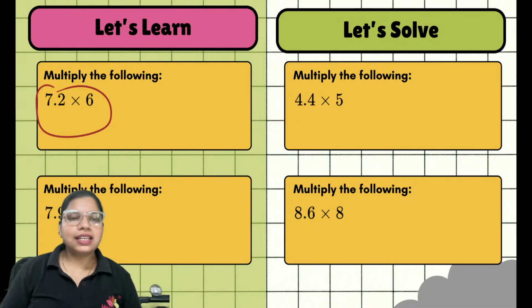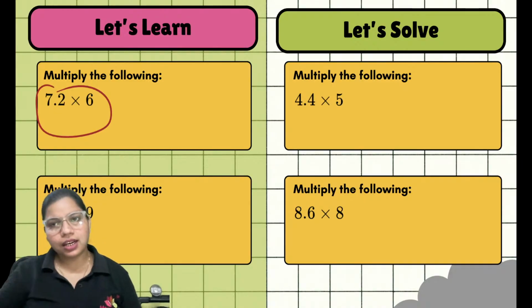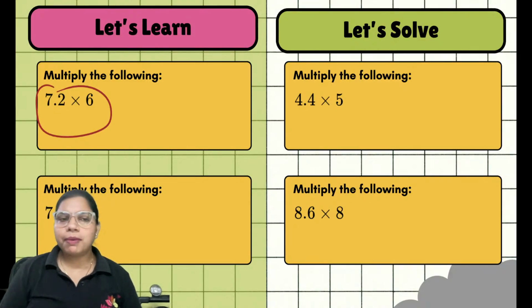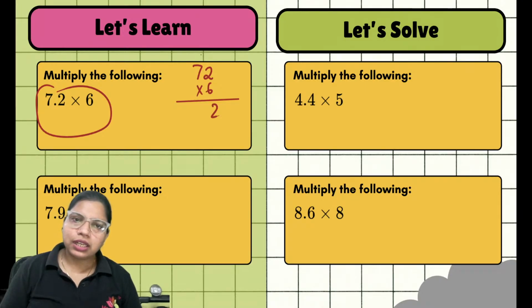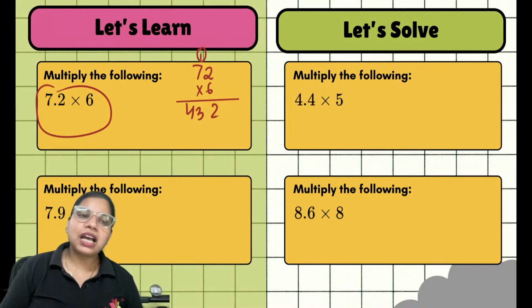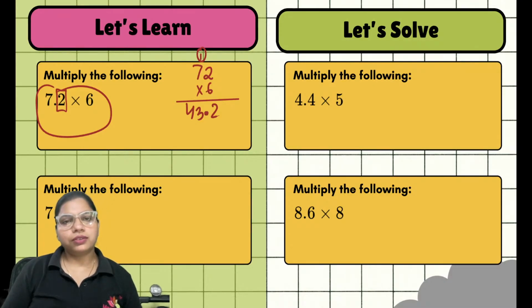So how do we solve these questions? Let me do one and the other you're going to be doing. So we just forget about the decimal. We just normally multiply, 72 times 6. That gives us 6 times 2 is 12. 7 times 6 is 42 plus 1, 43. Now comes the role of decimal. The decimal was, after decimal we were having only one number following it. So over here we will place the decimal so that only one number follows it.